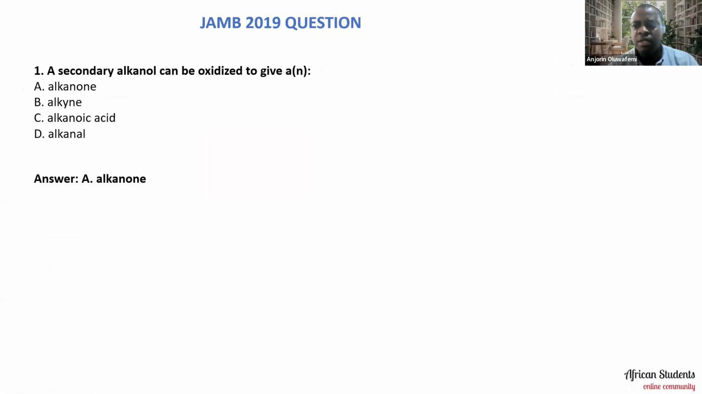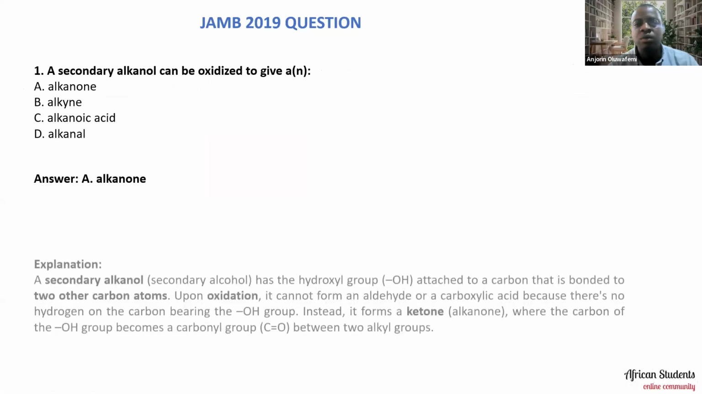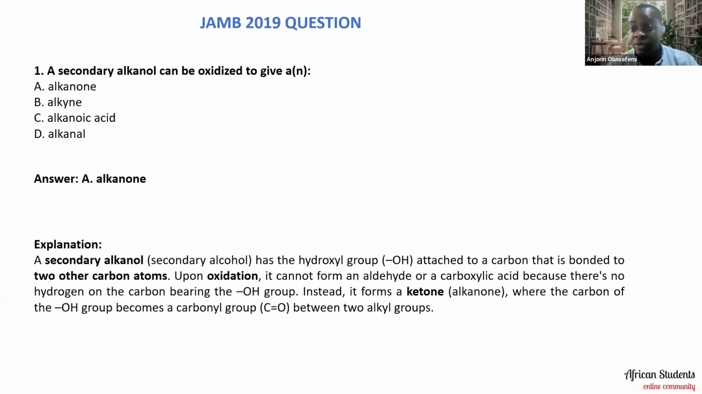And the reason why it is alkanone is because a secondary alkanol, or secondary alcohol, has the hydroxyl group OH attached to a carbon that is bonded to two other carbon atoms. So upon oxidation, it cannot form an aldehyde or carboxylic acid because there is no hydrogen on the carbon bearing the OH group. Instead, it forms a ketone, that is an alkanone, where the carbon of the OH group becomes a carbonyl group. That's a C double bond O between two alkyl groups. So that's the reason. So the option there is option A.